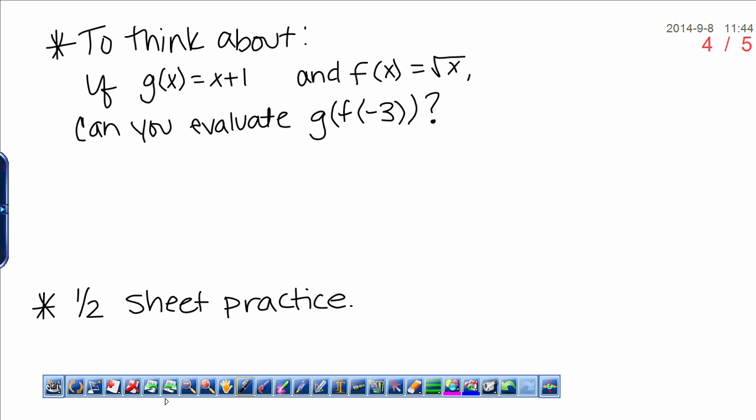I want you to think about this. Here are two functions. g of x is x plus 1, and f of x is the square root of x. I want you to talk about with someone sitting near you. Are you able to evaluate g of f of negative 3? So once you get it written down, talk about with someone next to you. Can you find that value?